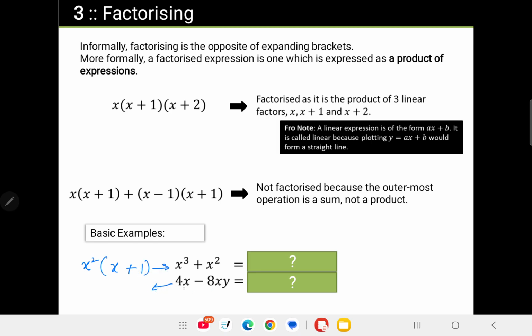And from this expression, you can see 4 divides both terms, so you take 4 out, and x is a common letter, so you take x out. So 4x comes out, and you're left with 1 minus, 8 divided by 4 is 2, so it should be 1 minus 2y.